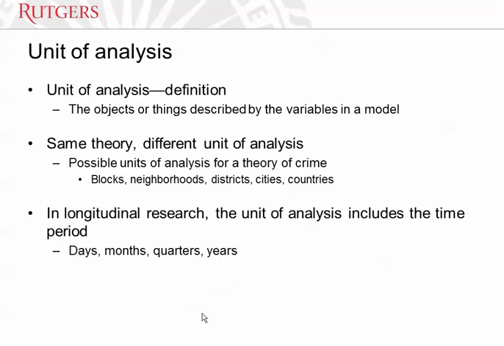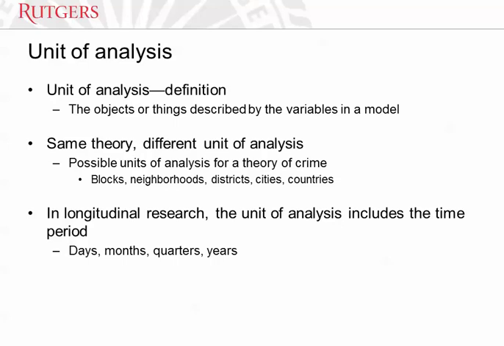Okay, the final idea we're going to talk about here is the unit of analysis. Now, the theories that we've looked at are composed of variables and relationships, but we need to ask the question: what do the variables describe? Variables are characteristics or attributes like age or income or disorder or crime, but attributes of what? What things do the variables describe?